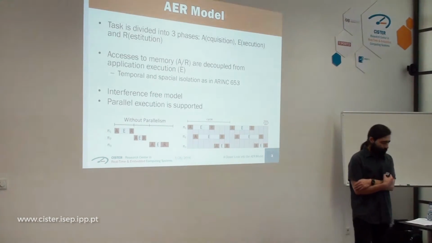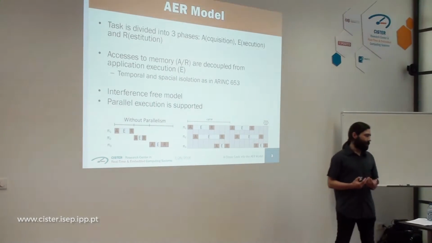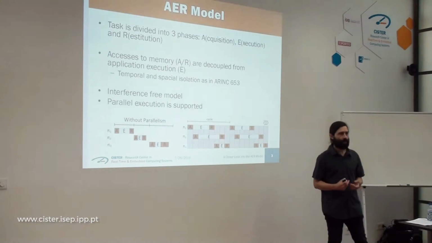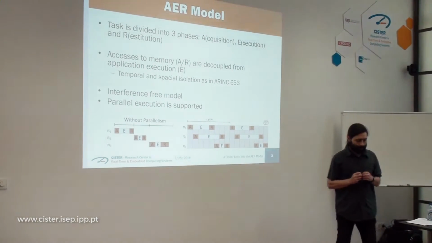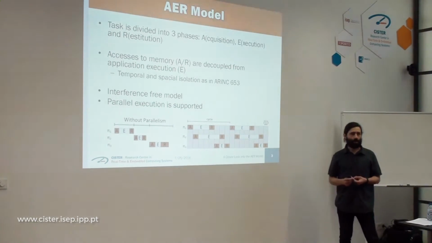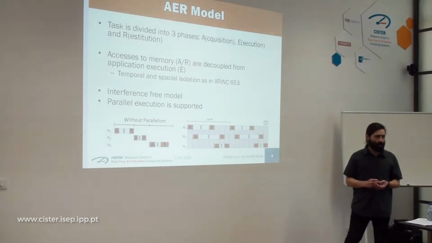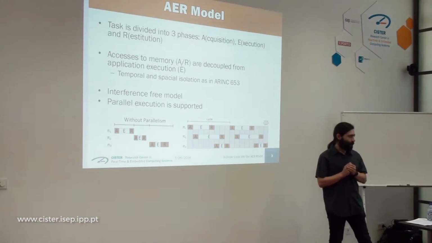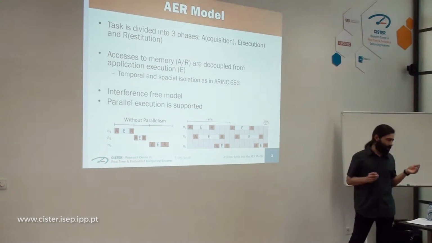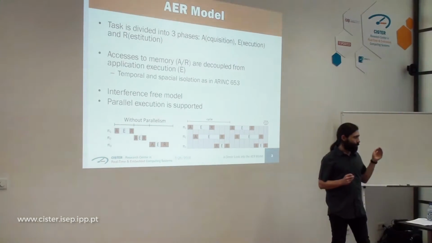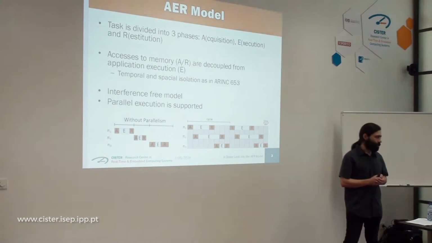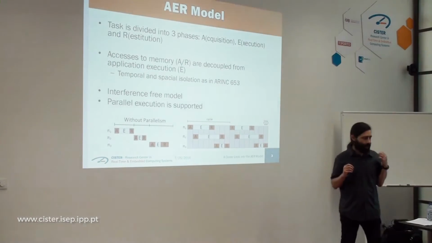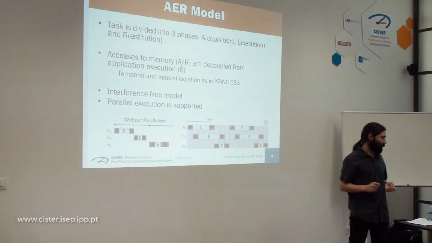In AER, a task is divided into three distinct phases: the acquisition, execution, and restitution. The model works as follows. In the acquisition phase, a task accesses main memory in order to fetch data, and store it in the core's local memory. Then in the execution phase, the task takes this data that was loaded into the core's local memory and executes. Then in the restitution phase, the data is stored back into the main memory.